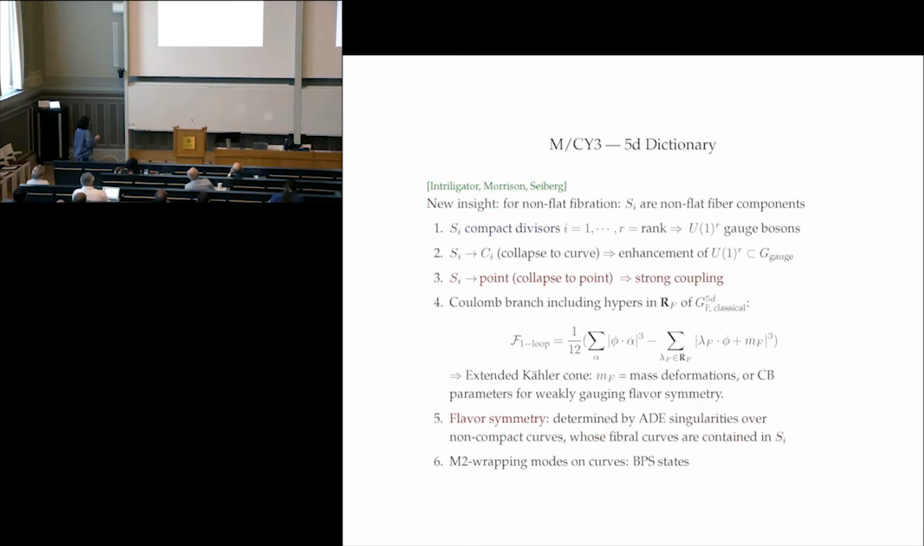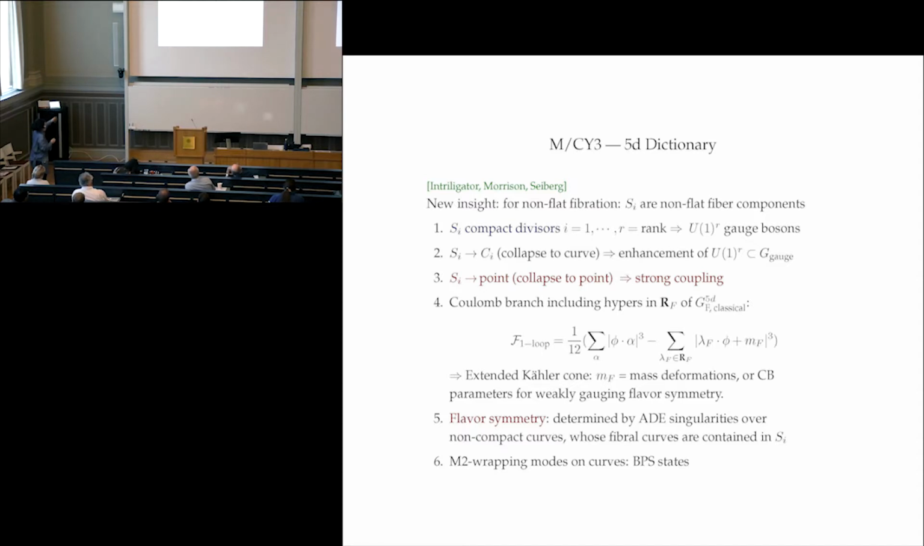So let's recap some basic dictionary between M-theory, Calabi-Yau, and 5D gauge theories or CFTs. This goes back to Morrison-Seiberg. The only new insight is we want to think of these compact divisors as exactly coming from these non-flat fiber components. That's the extra input, and it lets us pass through this whole framework in a quite systematic way. But let's recap what the rules of the game are.